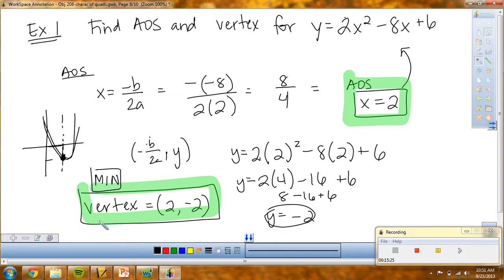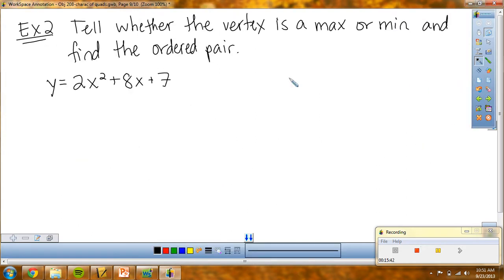So it's just good to get an idea if you want to do a quick sketch to help you visualize, and maybe you forget what to do to find your vertex. Draw a quick sketch and say, oh, I know my x, this is how I find my y. Let's do another example where they actually want us to tell whether it's a max or a min, and then find the ordered pairs. So they're not concerned about the axis of symmetry, we're just focusing on the vertex.